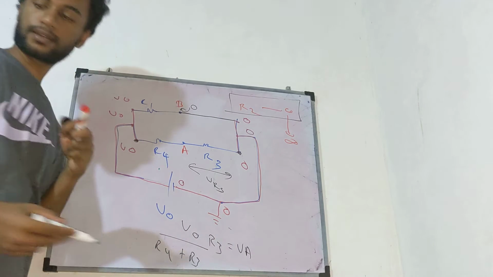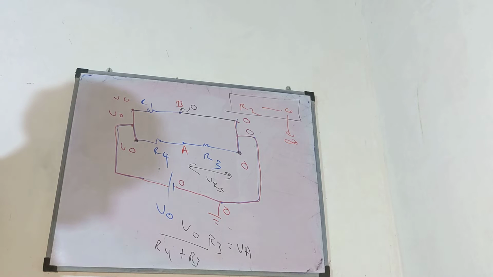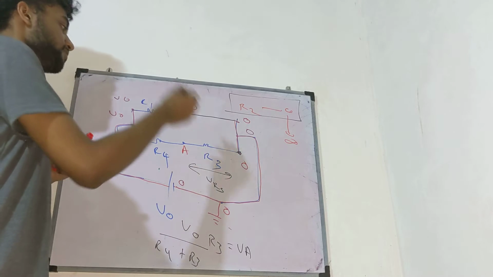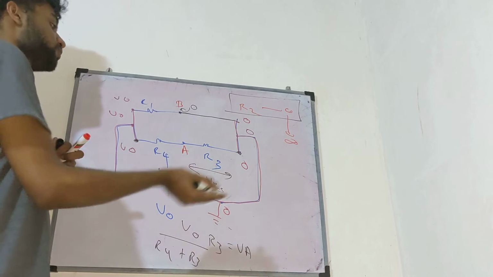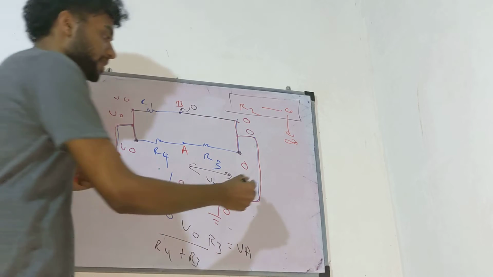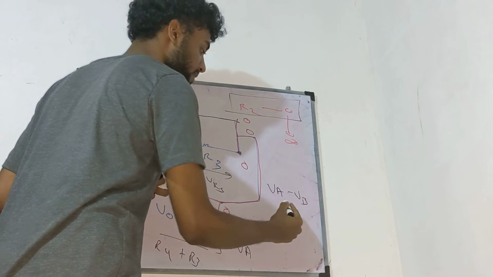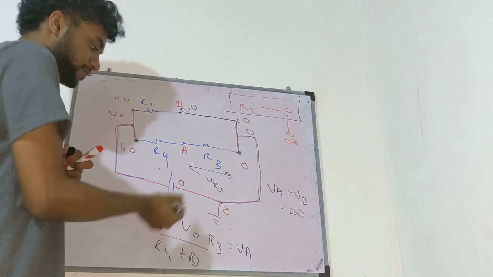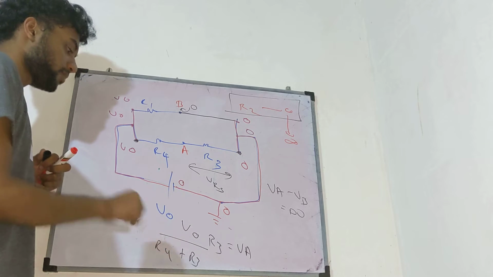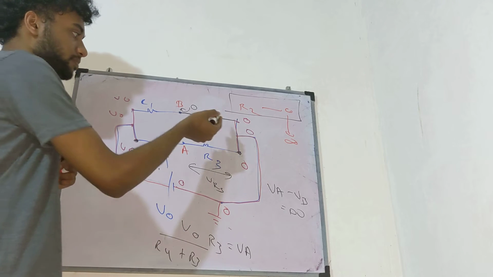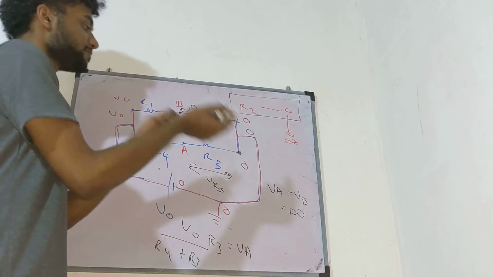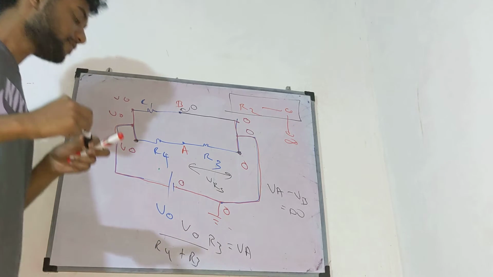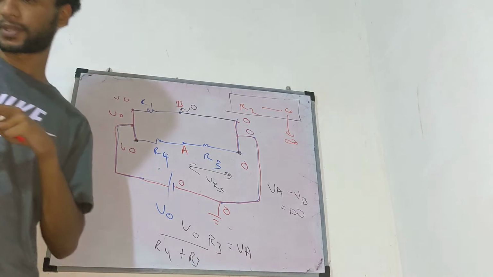They're asking for the potential at A relative to B. That means VA minus VB, the potential of A with respect to B. So what's the potential at A? V0 times R3 divided by R4 plus R3. That's it. What is the potential at B? We found it, 0. Therefore VA minus VB is this minus 0. The answer is V0 times R3 divided by R4 plus R3.